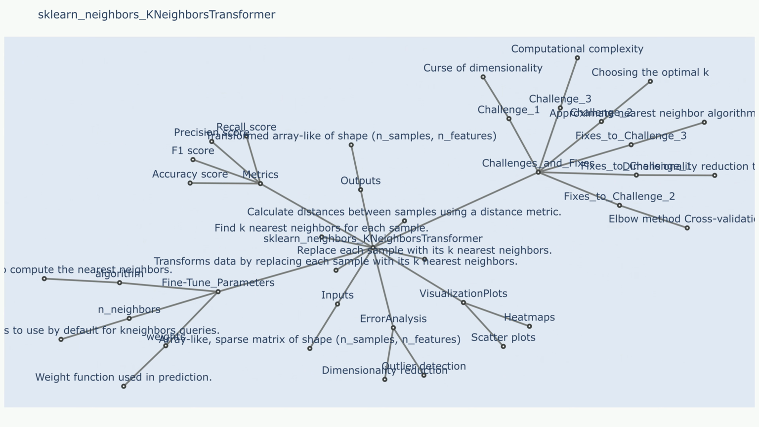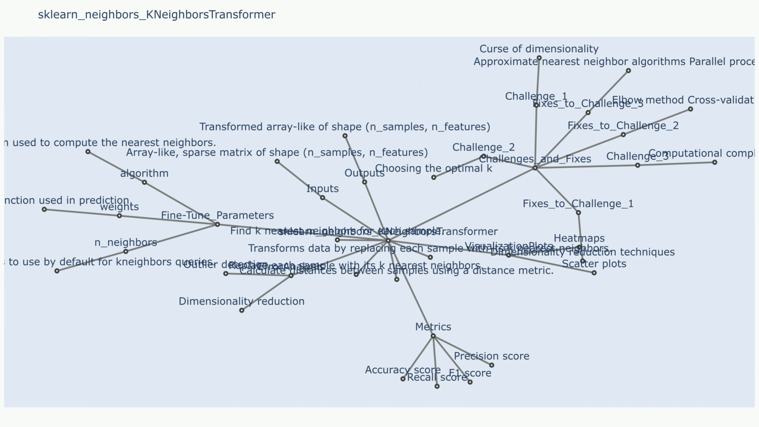Fixes. Dimensionality reduction techniques: use techniques like PCA or t-SNE to reduce the number of features before applying K-neighbors transformer. Feature selection: select the most relevant features for the task at hand before transformation.